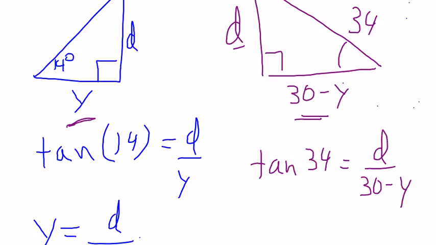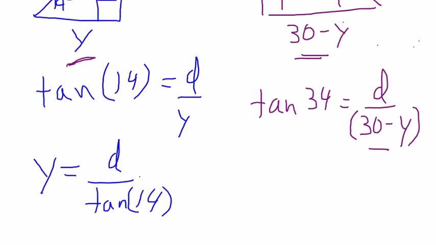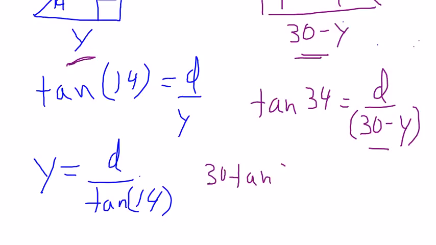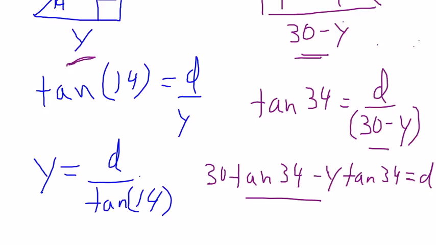Okay, now I'm going to multiply both sides by 30 minus y. When I do that, I get 30 tangent 34 minus y tangent 34, and this equals d. Okay, pause the video if you don't understand that, and I'll try to walk you through it after you pause it. But see if you can figure out how we get this on your own.